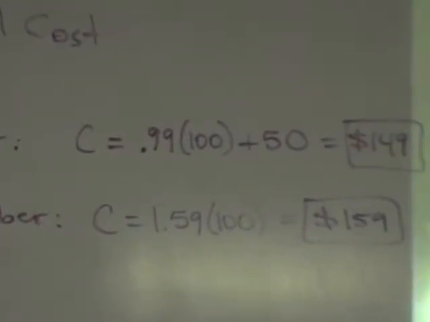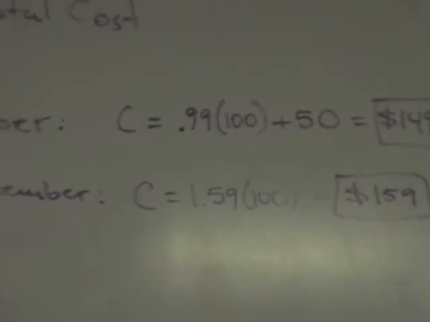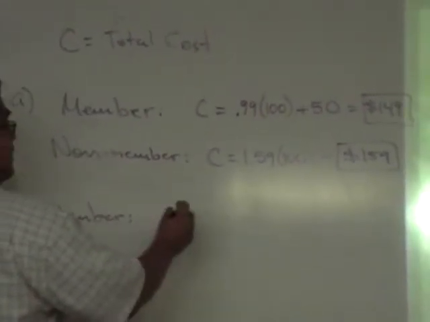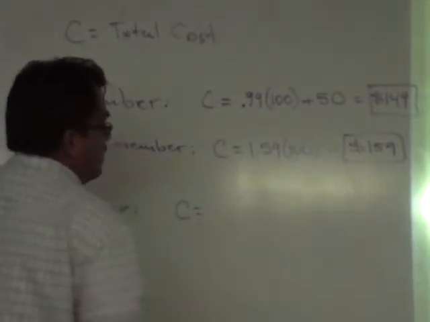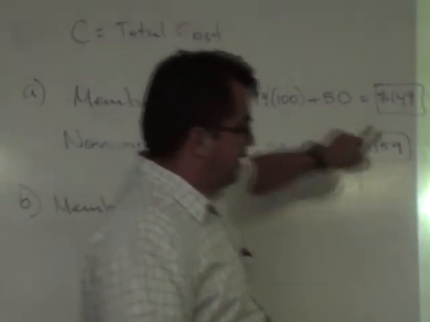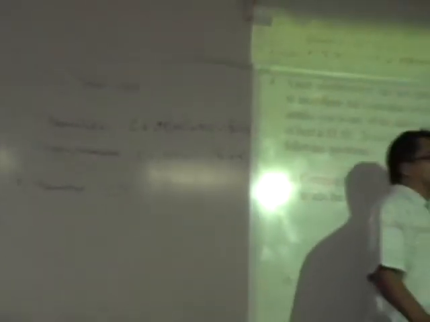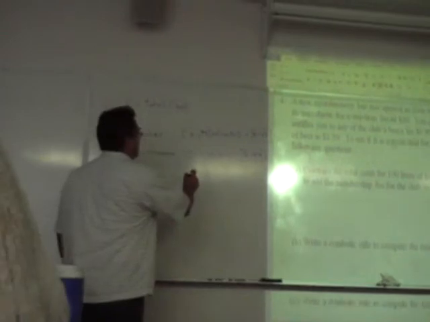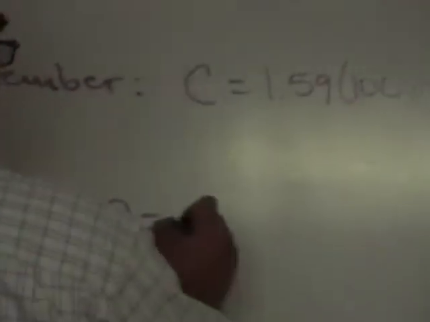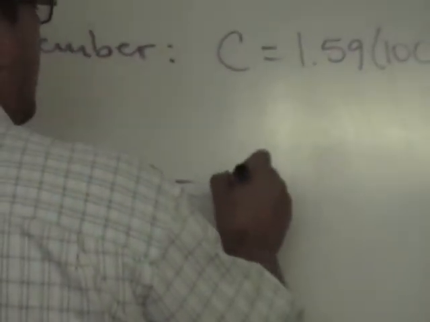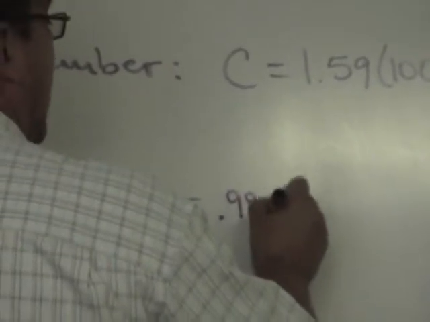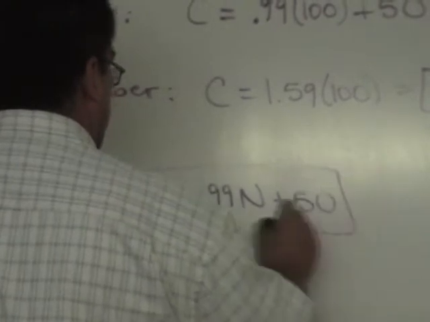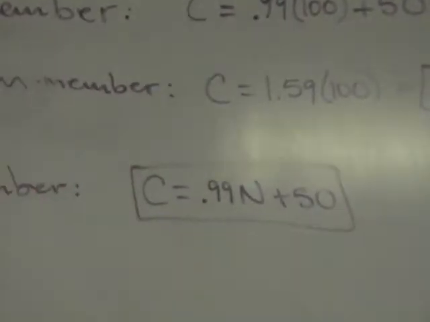Now part B. This is again for members. What if we want the cost not for 100 liters of beer, but now for N liters? We need to replace the 100 with the letter N. So what does our equation look like? The cost would be 0.99 times N plus 50. This is your rule. This would be the rule that will give you the cost for any number of liters.